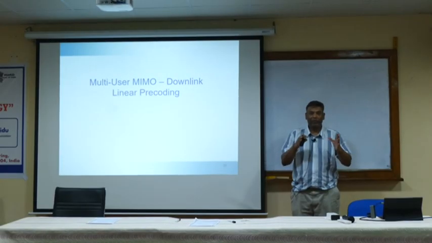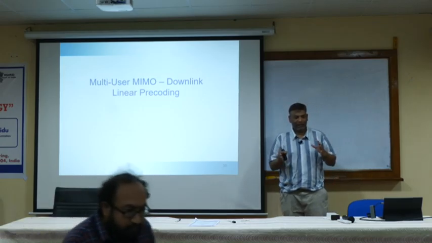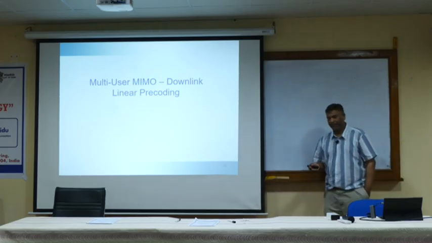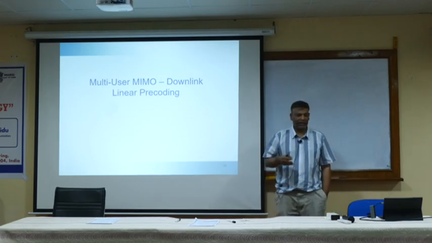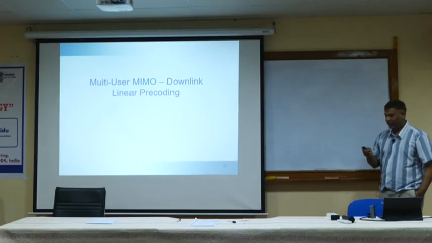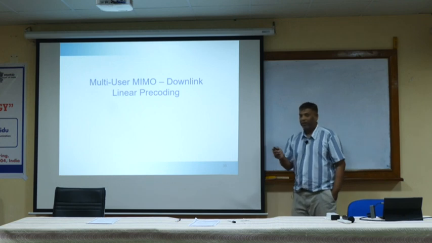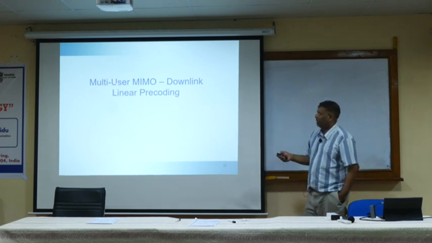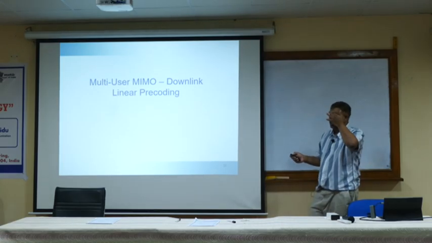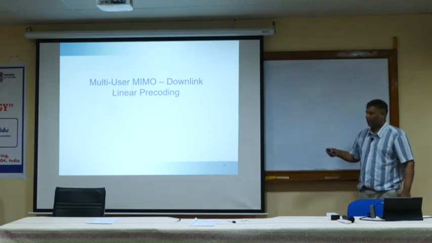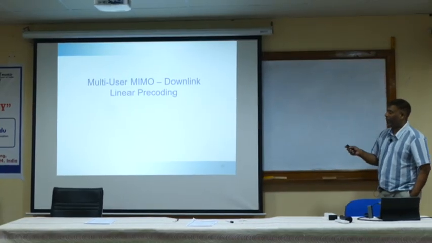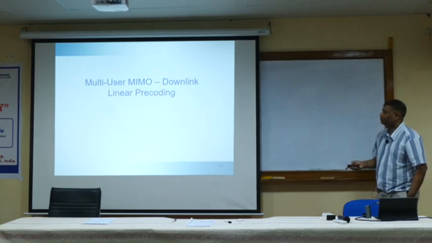You know, the SIMO channel, MISO channel, and then the MIMO system, we saw the capacity analysis and the receive architecture, etc. Now we are going to put all these together in the cellular system context. So the story now is multi-user MIMO, downlink linear precoding. This leads to massive MIMO, maybe we'll talk tomorrow morning about that. But now we talk about multi-user MIMO, downlink precoding.